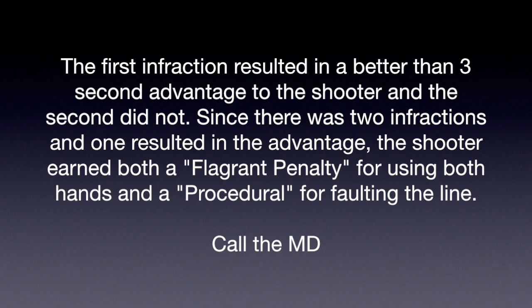The first infraction resulted in a better than 3-second advantage to the shooter, and the second did not. Since there were 2 infractions and one resulted in the advantage, the shooter earned both the flagrant penalty for using both hands and a procedural for faulting the line. Call the match director.